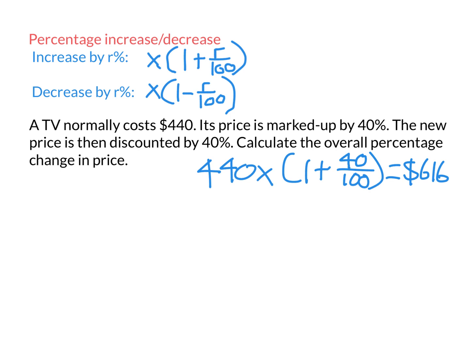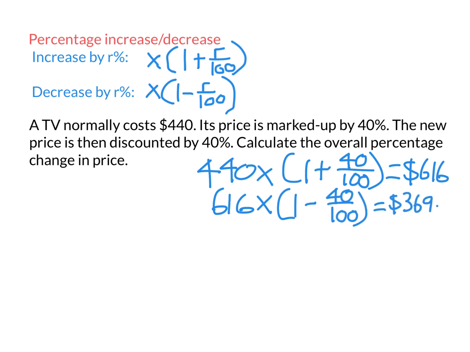Now what we're going to do is take that 616 and discount or decrease its price by 40%. So it's going to be 1 minus 40 over 100 this time. 1 minus 40 over 100 is 0.6. Essentially what we're doing here is finding 60% of 616. If you have 100%, like a whole, and you take away 40%, you're left with 60%. So this is what the TV will cost after the discount.